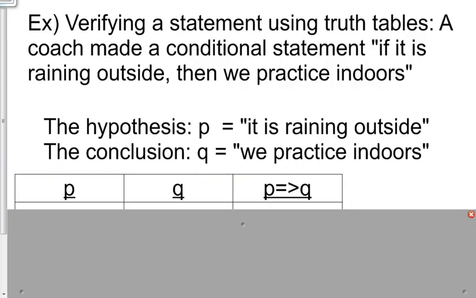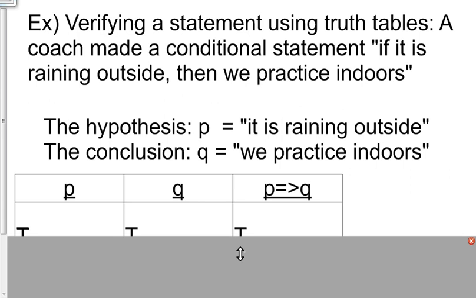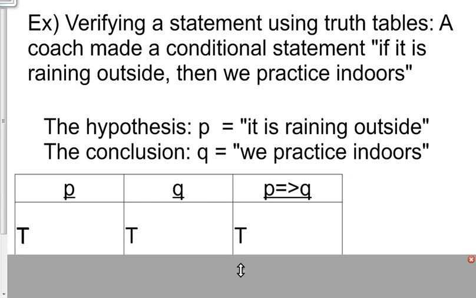Another example, verifying a statement using truth tables. A coach made a conditional statement. If it is raining outside, then we practice indoors. Let's look at when this is true. So the hypothesis is P, it's raining outside, and the conclusion is Q, we practice indoors. Let's look at case 1. So case 1, the hypothesis is true and the conclusion is true. The result is that P does imply Q.